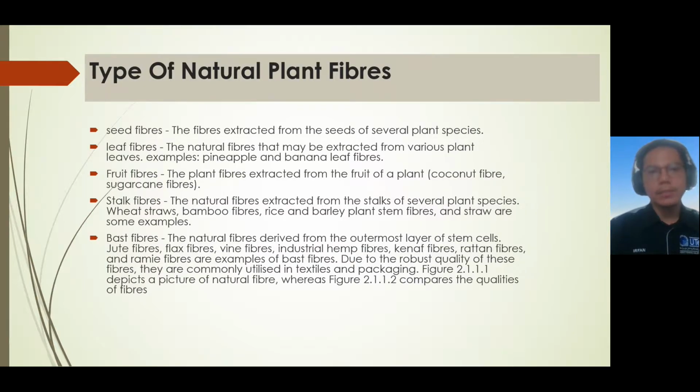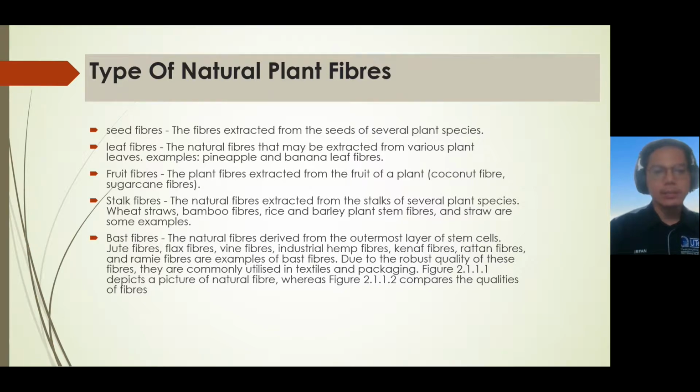Types of natural plant fiber. We have 5 types of natural plant fiber. Number 1 is seed fibers, the fiber extracted from the seed of several plant species. Next, we have leaf fiber, the natural fiber that may be extracted from various plant leaves. For example, we have pineapple and banana leaf fibers. Next, we have fruit fiber, the plant fiber extracted from the fruit of the plant. For example, coconut fiber and sugarcane fiber.